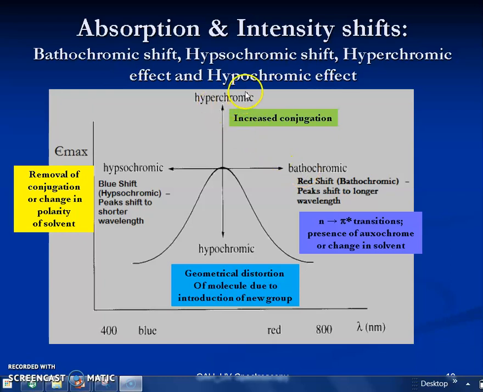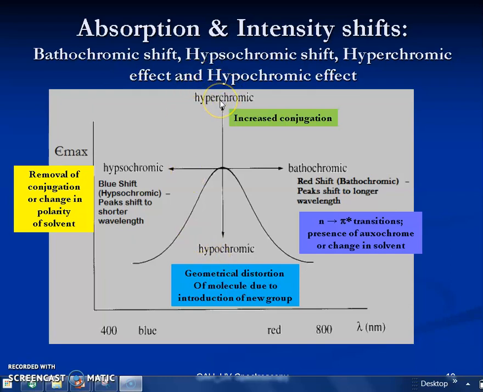Hyperchromic shift is defined as an increase in the absorptivity, the molar absorptivity of the molecule, and the basic reason is the increase in conjugation or addition of auxochromes. Coming to the next intensity shift, that is hypochromic shift. Hypochromic shift is the decrease in the molar absorptivity of a molecule because of some geometrical distortion in the molecule or removal of any group which is decreasing the conjugation.